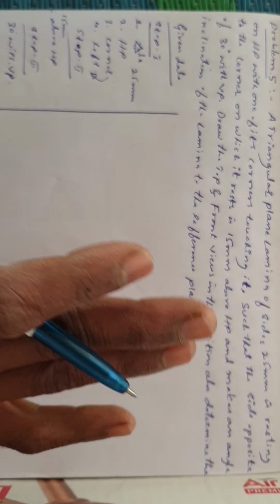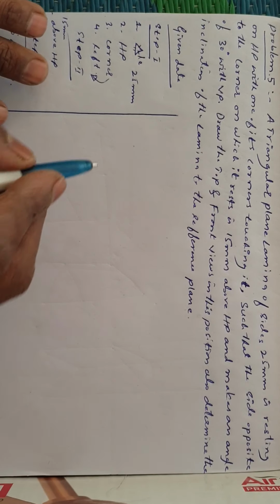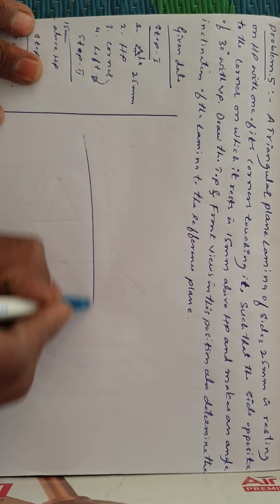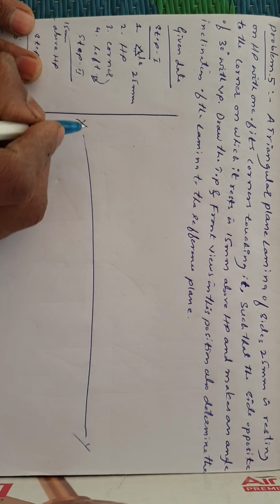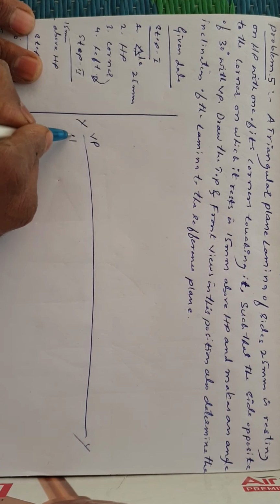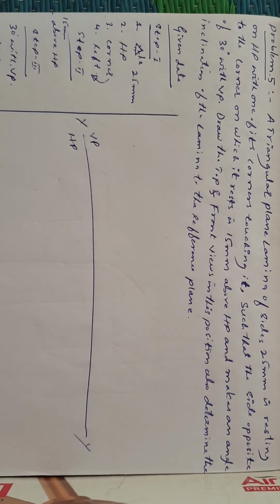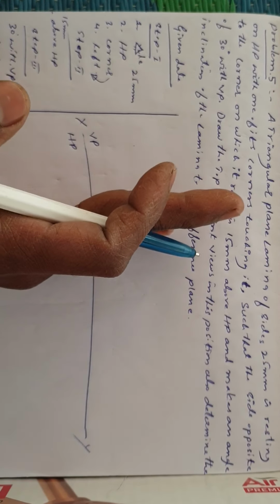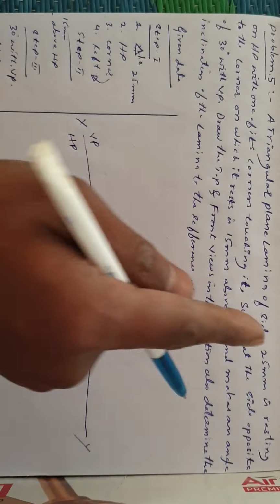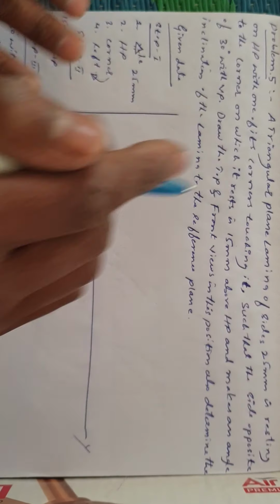We know all the problems we need to solve in the first quadrant. First represent the first quadrant: the area above the XY line is VP, and below the XY line is HP. This is the representation of the first quadrant. Now, to begin the first step we need to find out 4 data. First find out the 4 data and complete the first step.